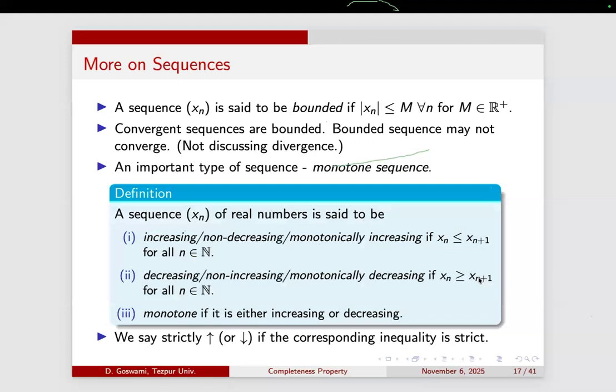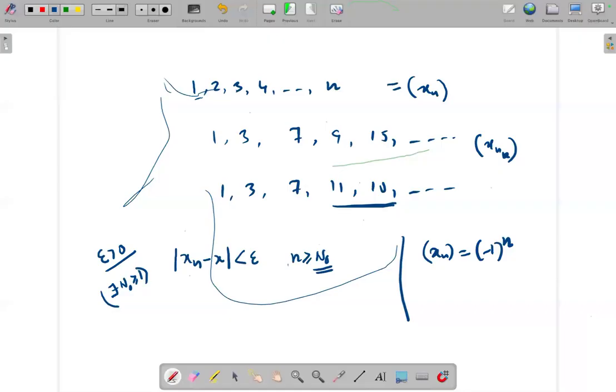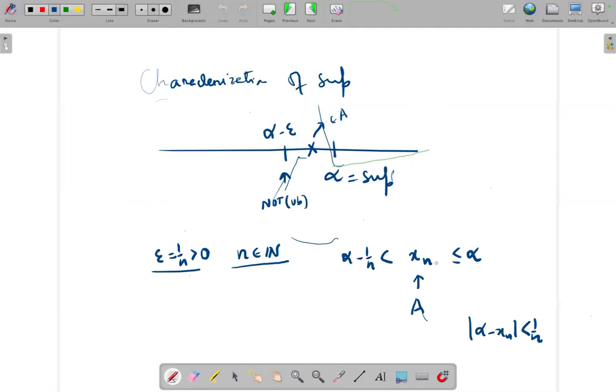Of these sequences, one very important type of sequence is the monotone sequence. Why monotone sequence, you might ask? If you look closely in this picture, the way we have constructed the sequence xn, you can visualize that the xn's are in fact coming closer and closer to alpha in a systematic manner, or in only one direction. In other words, the xn's are increasing. Okay.